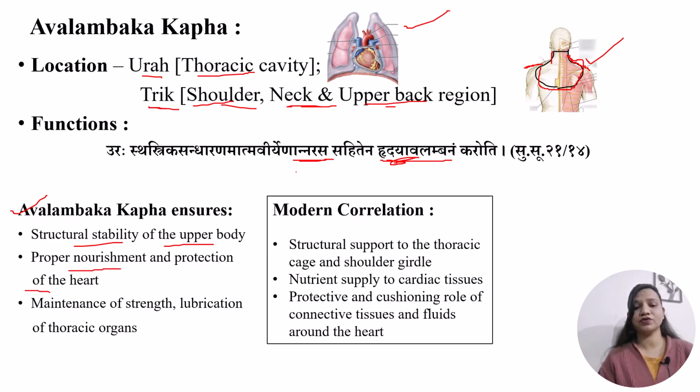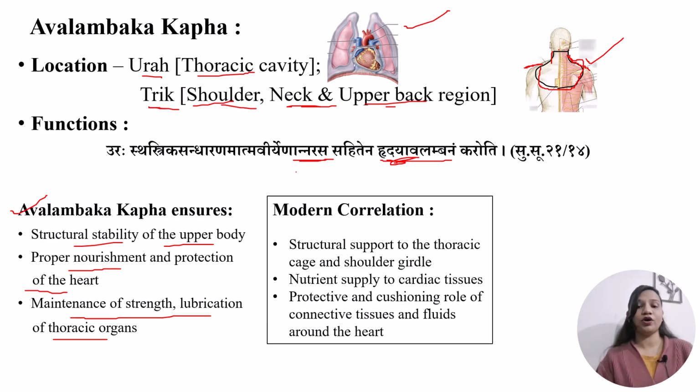The Avalambak curve is also responsible for proper nourishment and protection of the heart, as the heart resides in the thoracic cavity. It maintains strength and provides lubrication to the thoracic region, as we have already discussed in the previous lecture that kapha is the dosh which is responsible for lubrication of the entire body.